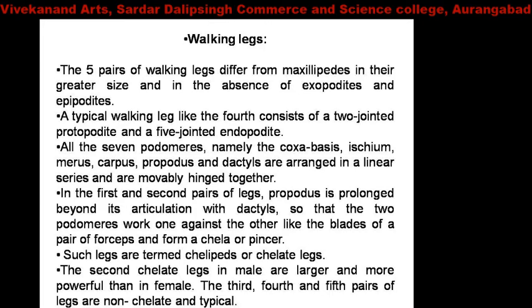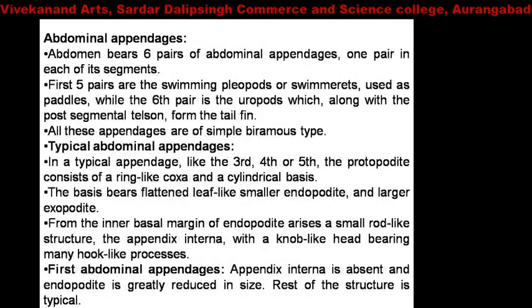The second chelate leg in male is larger, sexual dimorphism can be seen here, and in female the third, fourth and fifth pair of legs are the typical type. The second chelate leg in male is larger and more powerful than in the female, and in both male and female the third, fourth and fifth pair of legs are non-chelate and of the typical type.